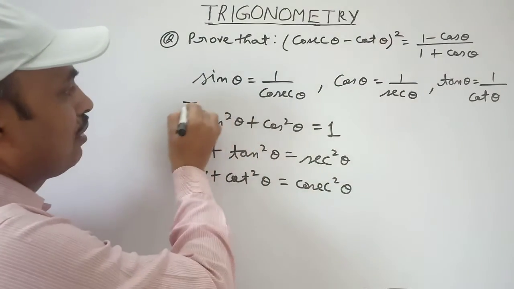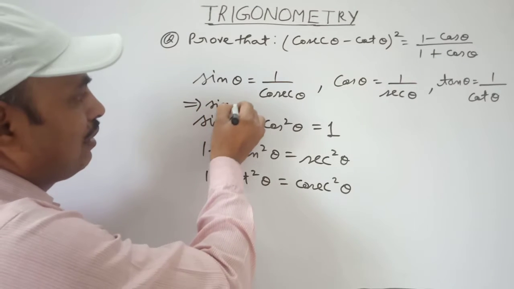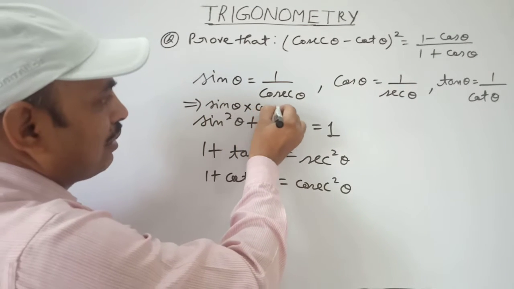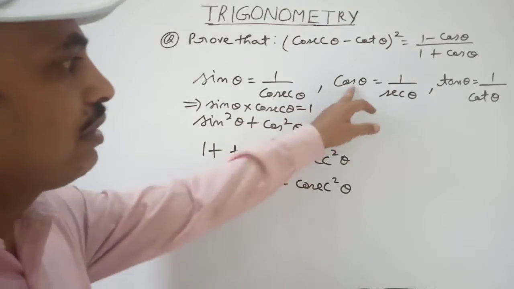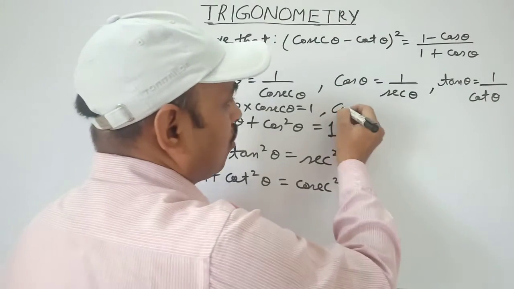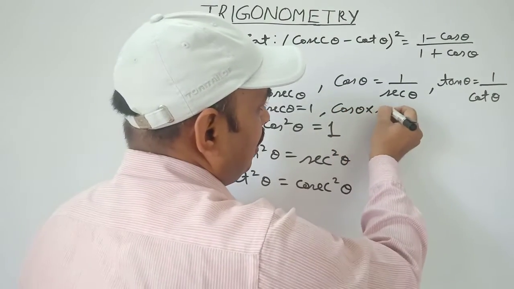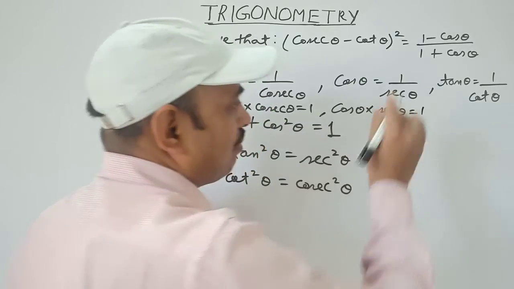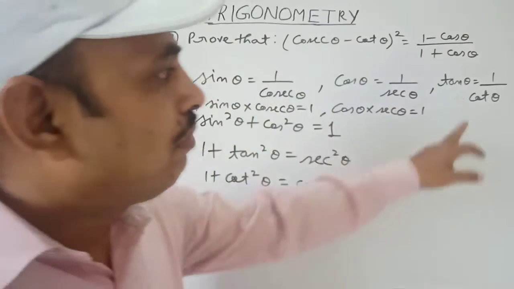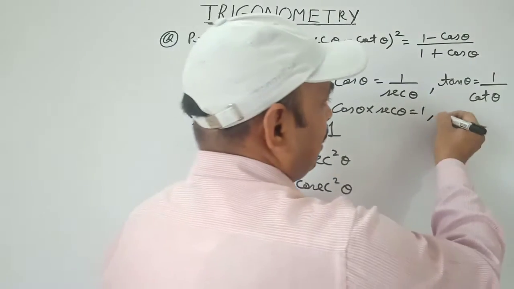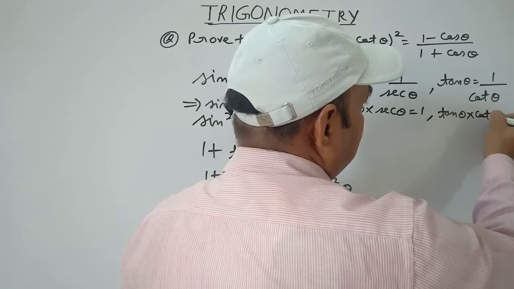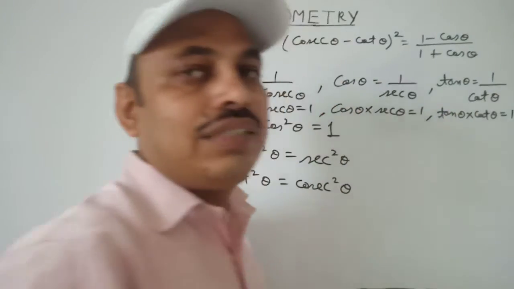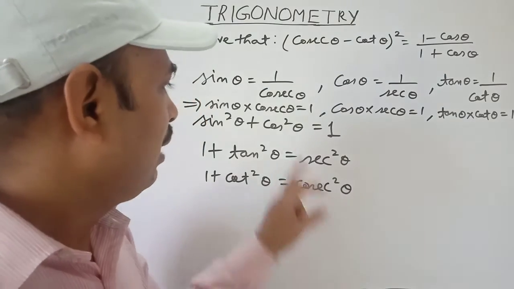From this, sin theta into cosec theta equal to 1. From this relation, cos theta into sec theta is 1. By this relation, tan theta into cot theta is 1.